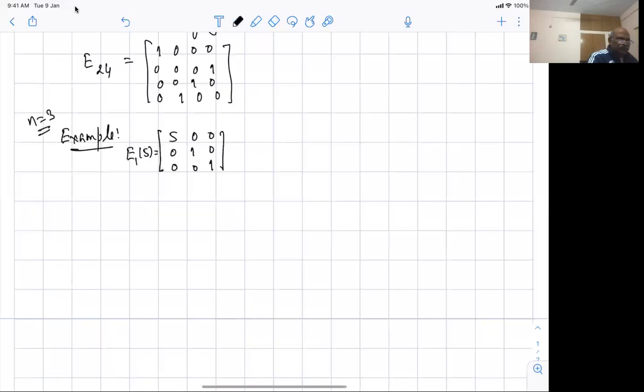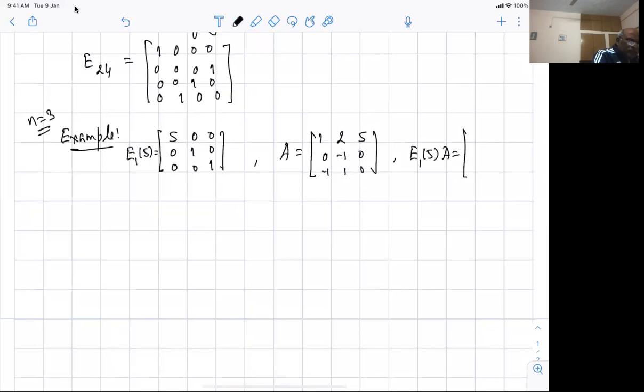I'm looking at E1 of 5. Let's fix A. So I'm fixing A as 1, 2, 5, 0, minus 1, 0, minus 1, 1, 0. If you want to compute E1 5 of A, I would like you to see that this is the same as multiplying the first row by 5. So it is 5, 10, 25. Second row, there is no change. Third row, there is no change.